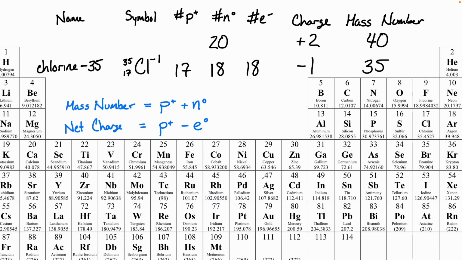All right, so I'm not going to give you the name, the symbol, or the number of protons. I'm going to tell you that this isotope that I'm holding in my hand has 20 neutrons, has a charge of +2, and a mass number of 40. All right, so see if you can figure out who it is that we're talking about here.